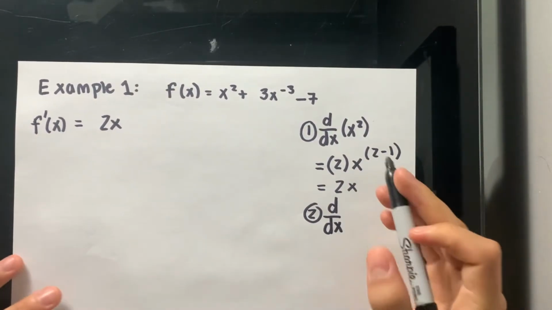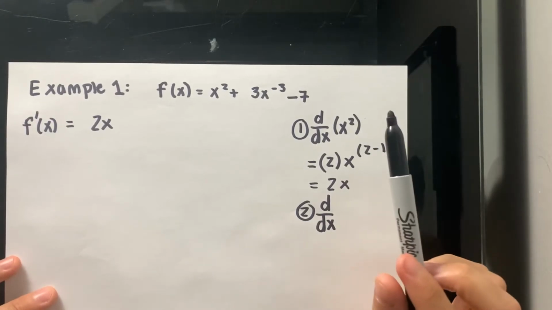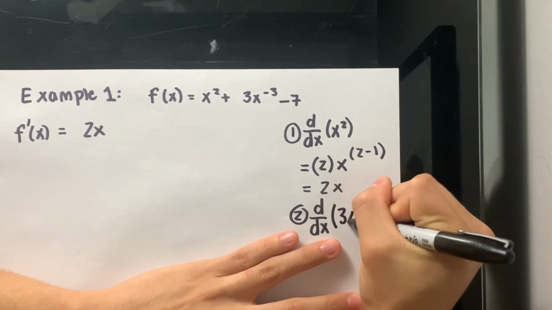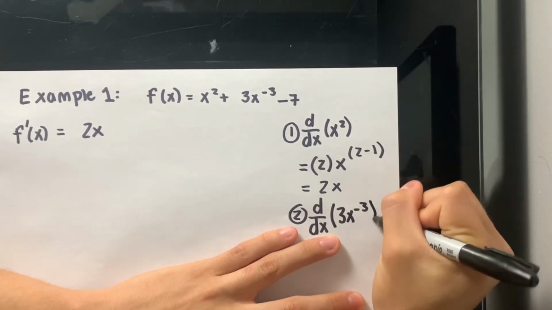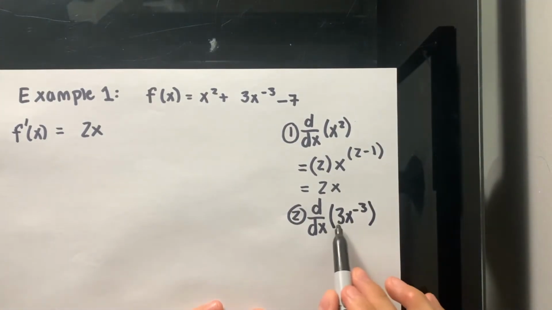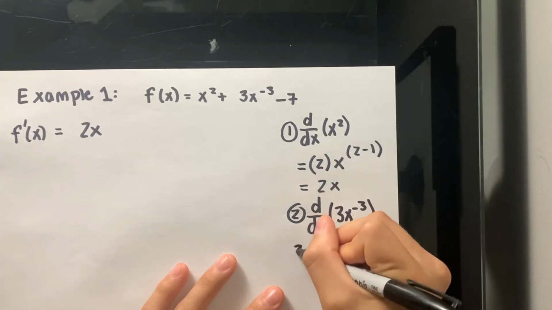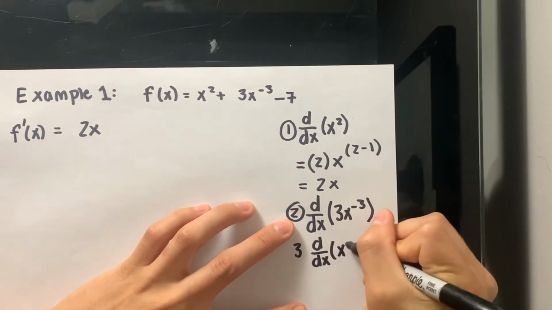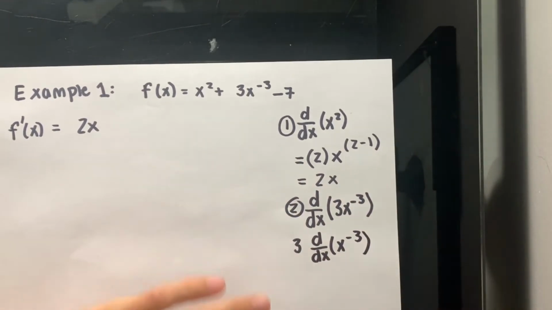Now we haven't used a negative, but it is the exact same way as the other power rules that we've used. So we have 3x to the power of negative 3. Now we have a constant here. We can just move that in front of the derivative. And we just do the derivative of x to the power of negative 3.